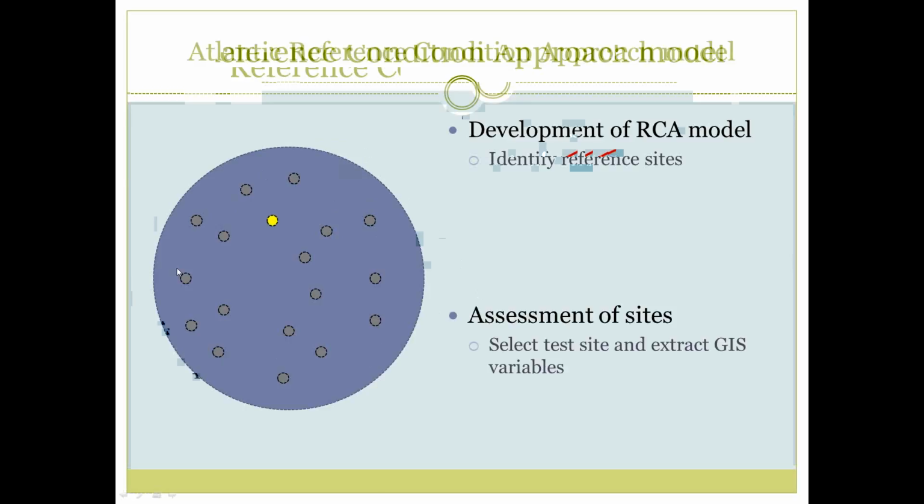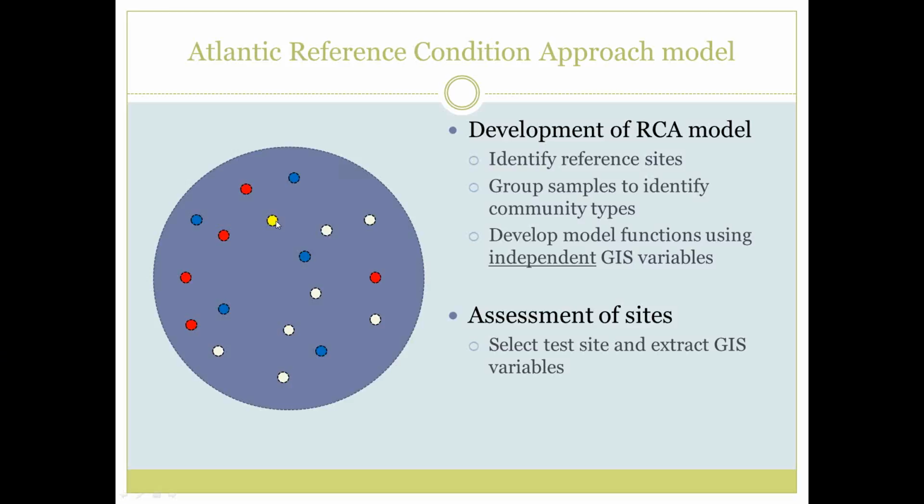Then we can bring in our test site, as represented here by our yellow dot, and we can extract those GIS variables that we use to identify these community types. And from there, for our test site, we can calculate what's called the expected probability. It's the expected probability that our test site is most similar to one of these three types. So using our GIS variables, we can say that our test site here is 30% type A community, 45% type B community, and 25% type C community.